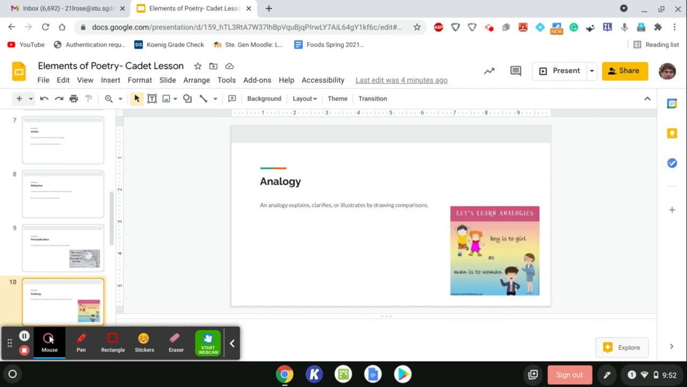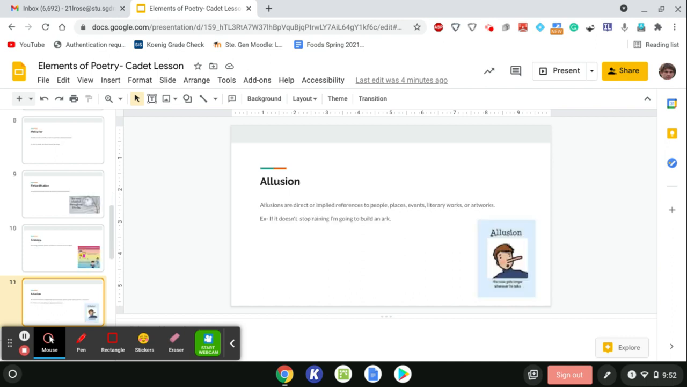An analogy explains or clarifies or illustrates by drawing comparisons. An example is, boy is to girl as man is to woman. Allusions are direct or implied references to people, places, events, literary works, or artworks. An example would be, if it doesn't stop raining, I'm going to build an ark.